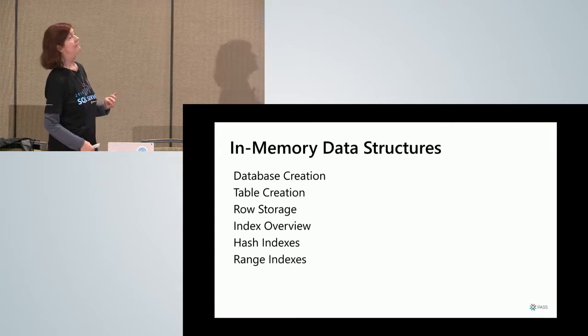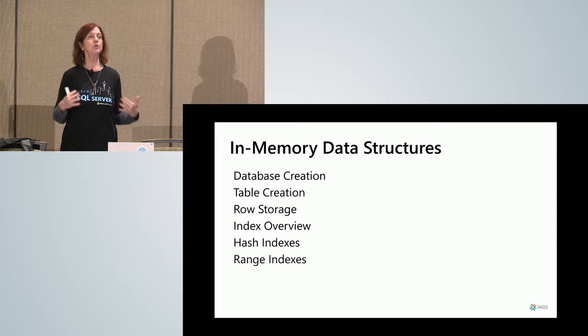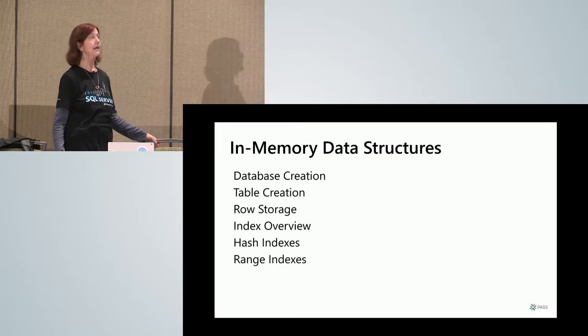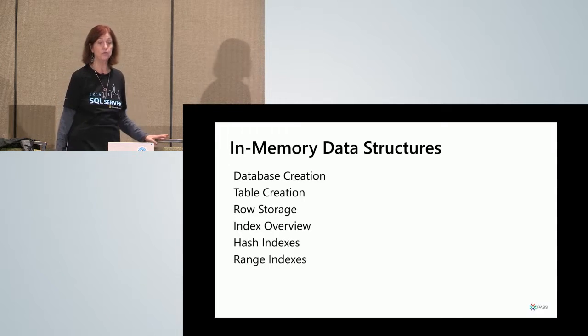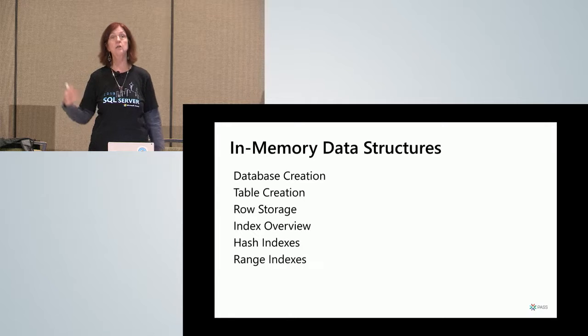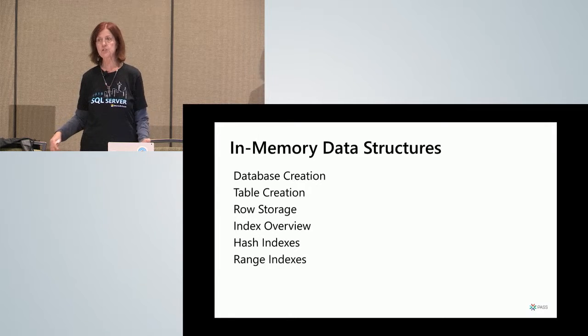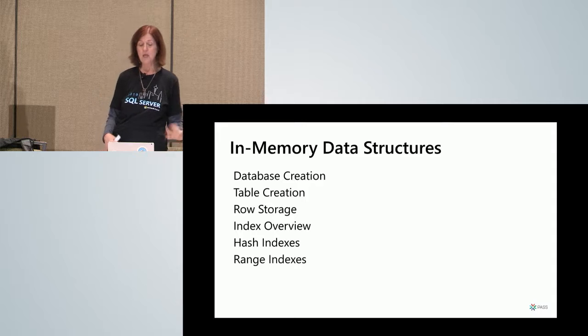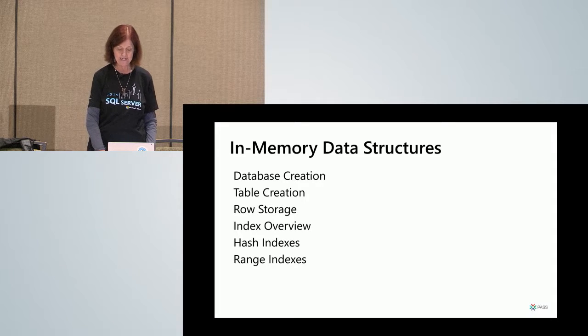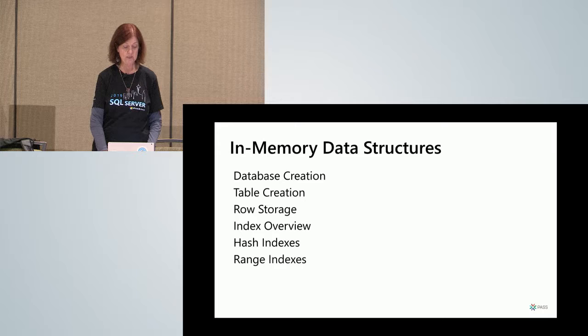I mentioned in-memory OLTP. When you create an in-memory table, there are completely new data structures that don't look anything like what you had for your regular, what we now call disk-based tables. So we have in-memory, which are the new ones. Disk-based is what we've had all along. Stored on disk, read in from disk. Pages are written back to disk when you change them. So we'll briefly look at database creation, table creation, a little bit about how the rows are stored, and then the two kinds of indexes that are supported for in-memory tables. They're called hash indexes and range indexes.